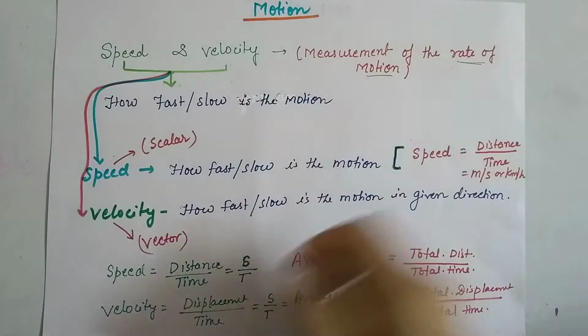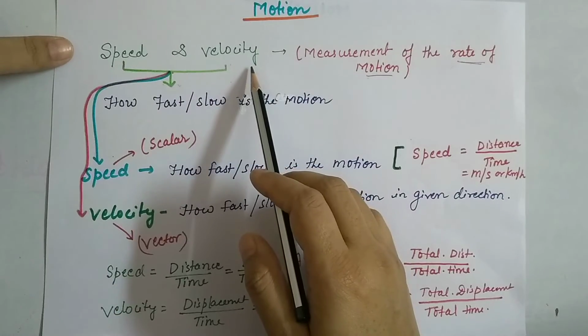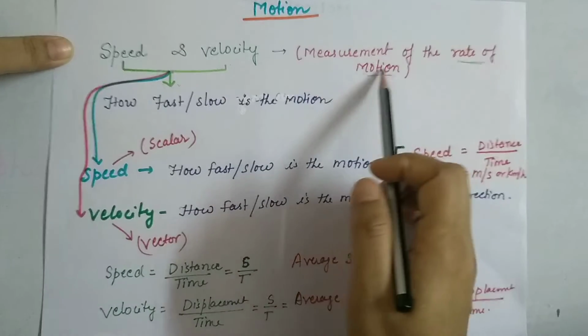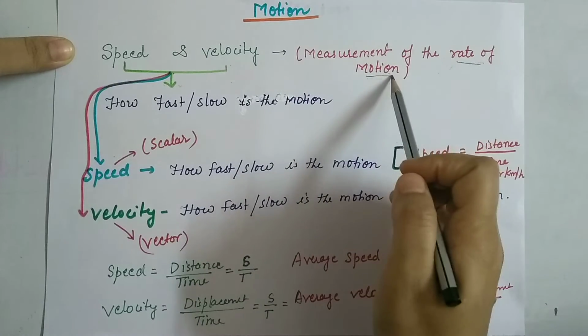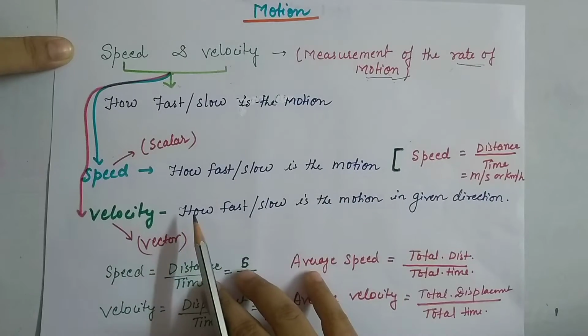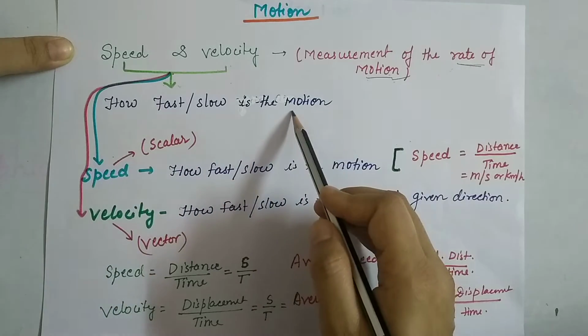Students, today in this video we are going to study speed and velocity. Speed and velocity are basically used to measure the rate of motion. So what is the rate of motion? It means how fast or slow the motion is.